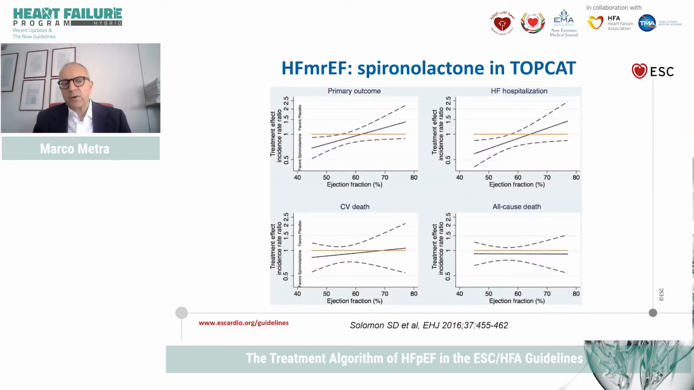This is the first of this kind of analysis, done from TOPCAT, and showing that spironolactone decreases the primary outcome as well as hospitalizations alone compared with placebo in the patients with an ejection fraction above 45% and below 50%. So in the patients with a mildly reduced ejection fraction, we have the same beneficial effects that we have in the patients with a reduced ejection fraction.